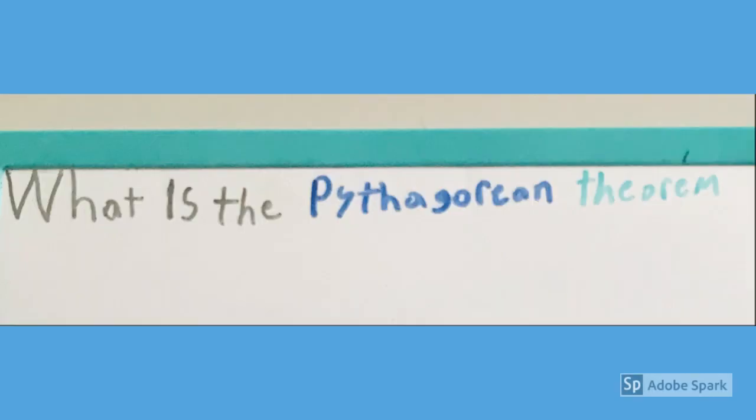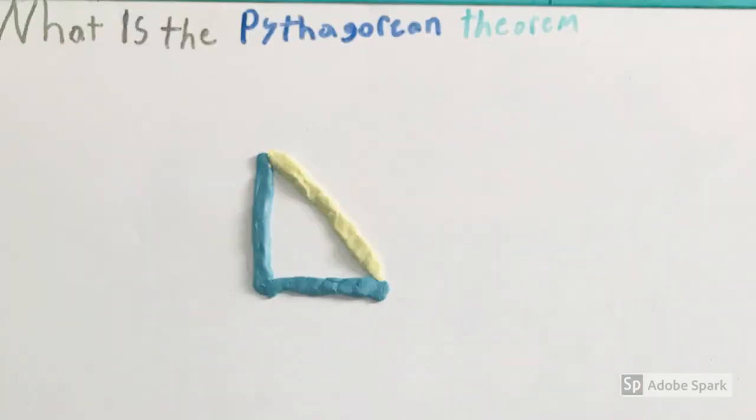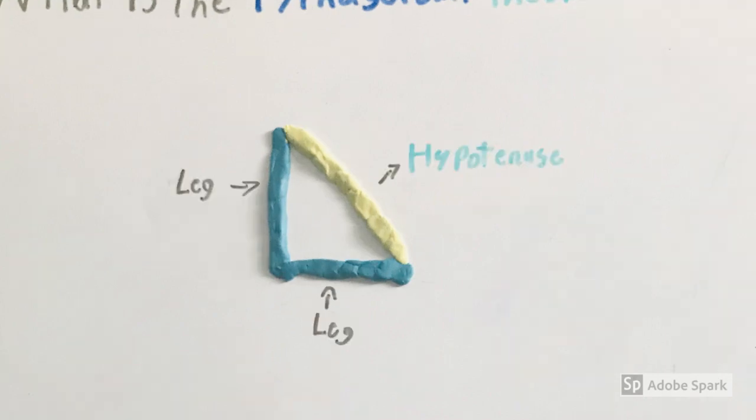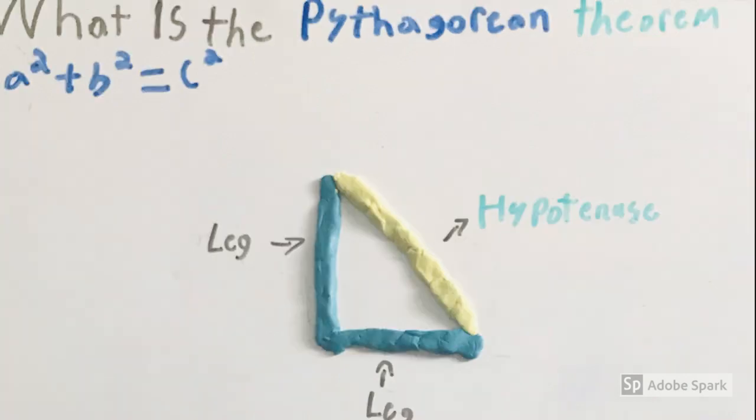What is the Pythagorean Theorem? The Pythagorean Theorem is mostly used to find the length of the hypotenuse on a right triangle. Here you can see the anatomy of a right triangle. The Pythagorean Theorem uses the equation a squared plus b squared equals c squared.